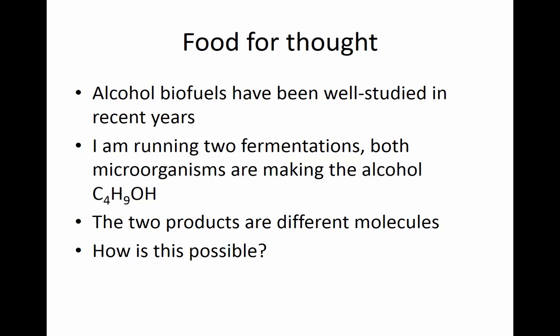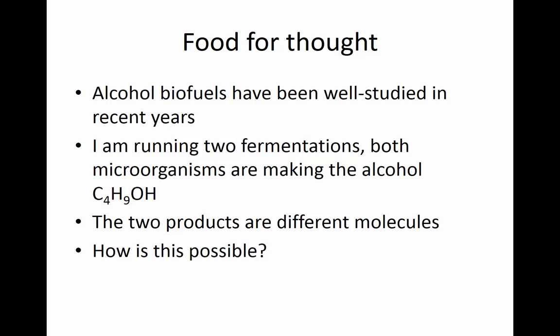So, if we think about it, alcohol biofuels have been well studied in recent years, things like ethanol, butanol, isobutanol, and the like. So if I'm running 2 fermentations, both microorganisms are making an alcohol, C4H9OH. The 2 products are different molecules, though, but they have the same chemical formula. How is this possible?